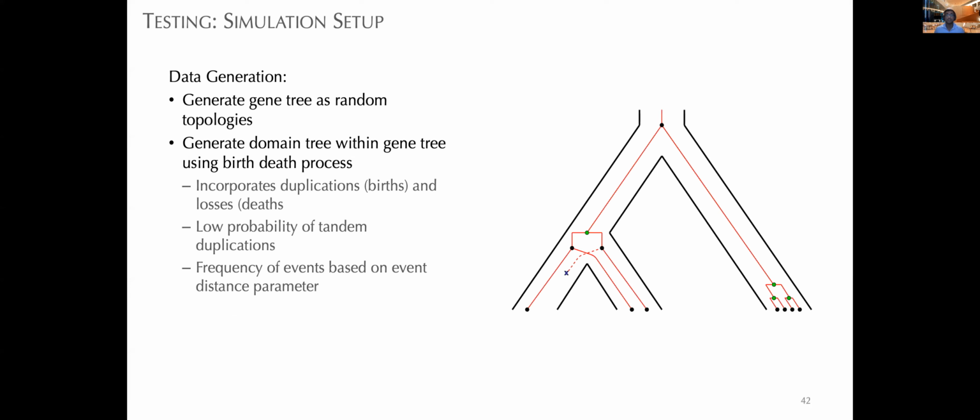We generate domain trees within this gene tree, starting with a single domain at the top and in the root of the gene tree. Co-duplication events occur in line with the gene tree, and between these events, we have duplications and losses that occur according to a birth-death process. The number of events on a root to leaf path is tuned using an event distance parameter. And here, lower event distances correspond to a larger number of events, whereas higher event distances correspond to a lower number of events.